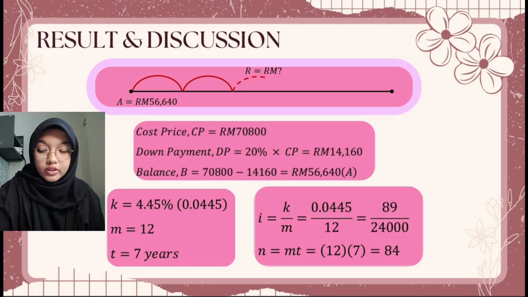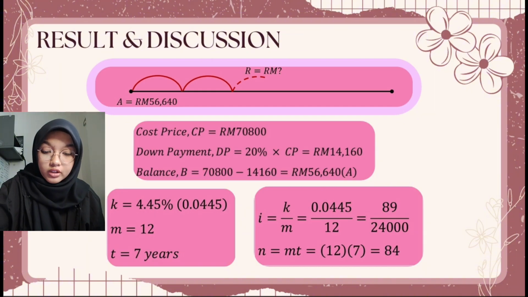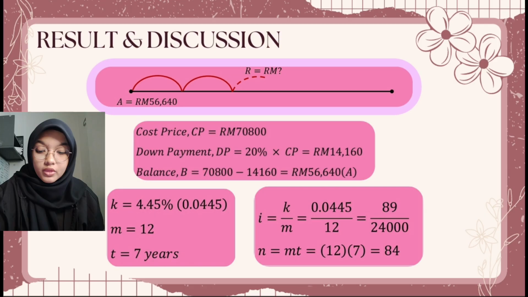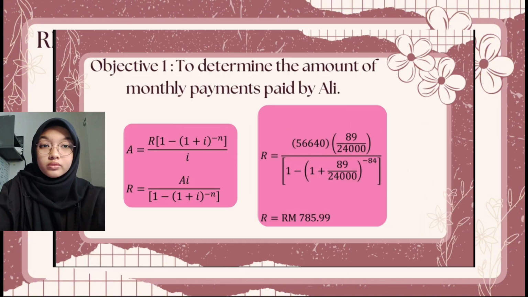For the nominal rate, K equals 4.45% or 0.0445. M equals 12 and T equals 7 years. For I, we use K over M, which equals 0.0445 over 12, and we will have 89 over 24,000. For N, we have to multiply M and T. So multiply 12 and 7, we will have 84.